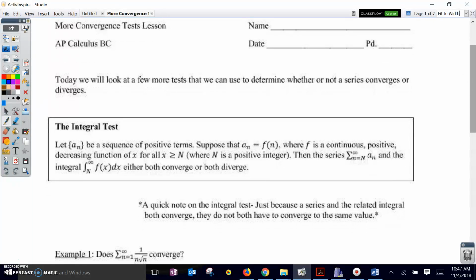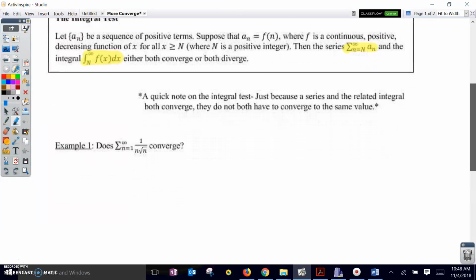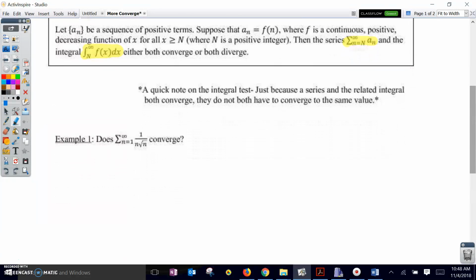If we have a series where a sub n is equal to f of n, we can show that the series either converges or diverges based on whether the integral from the lower limit to infinity of the function converges or diverges. Which basically says if we have a series, we can find the corresponding integral, and if we can find that that converges, we can show that the series converges.